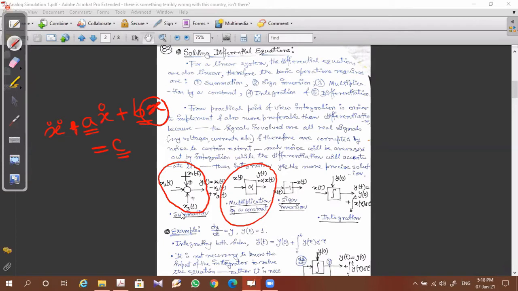So what will we need? We will need a summer or subtractor like this. We will need a gain or multiplication by constant that will represent these a, b, and c values. And then in some situations, we may need a sign inversion. And most importantly, last but not least, we will require an integrator, right? Because we need to integrate x double dot twice to get x dot and then x. So given a differential equation of, say, order 2, we need to integrate it twice to obtain the value of x. This is very common mathematics.